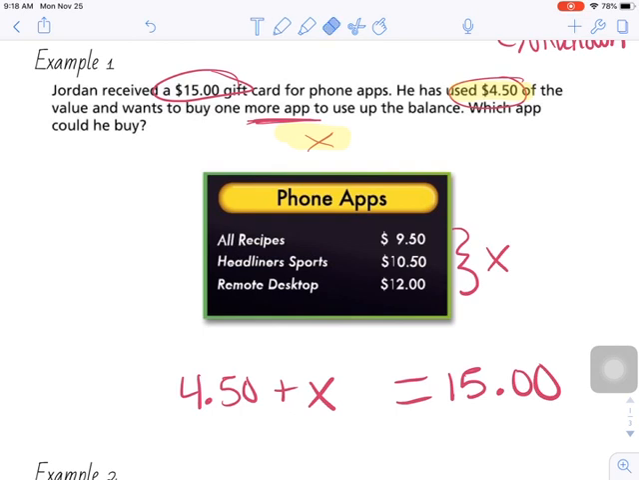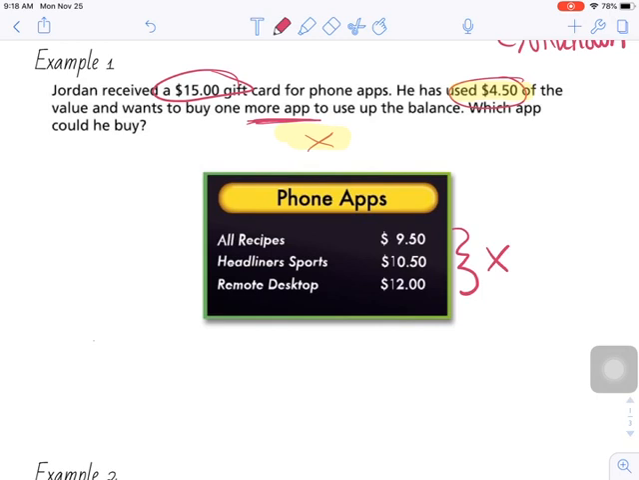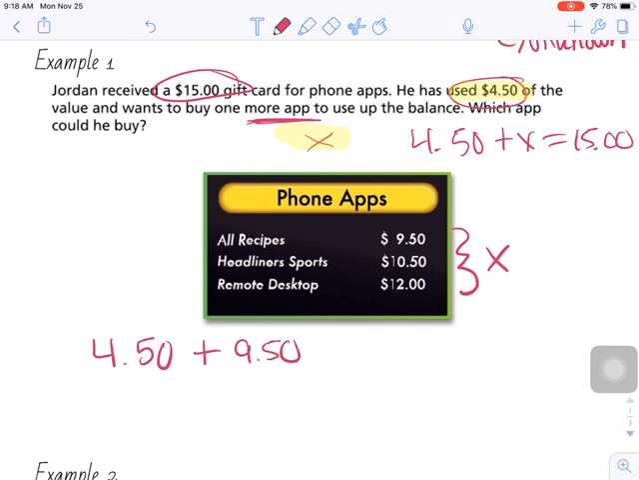So let's start plugging this into our equation. I'm going to write up the equation up here just so we can see it. So $4.50 plus X equals $15. So the first value I'm going to substitute for my variable is $9.50. So I'm going to say $4.50 plus $9.50, and we want to see what this equals. So $4.50 plus $9.50 gets us to $14, and this does not equal $15.